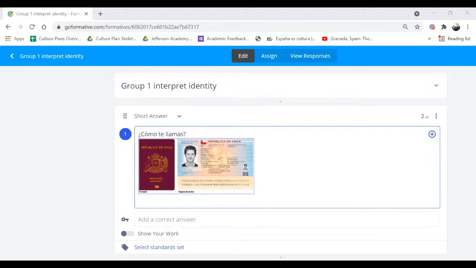So they were given pictures of passports from Spanish-speaking countries, and they had to interpret key details about themselves, such as name, birthday, and age, and then had to prepare their introduction for what they would actually say to the immigration officer at the airport. So the first criterion is practicality.